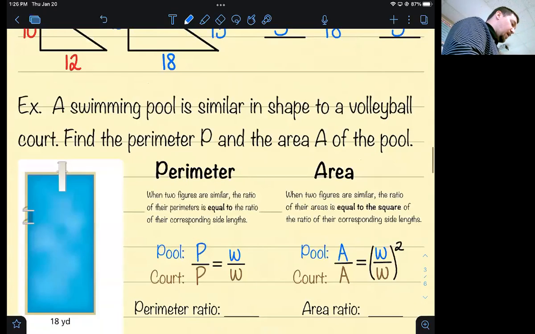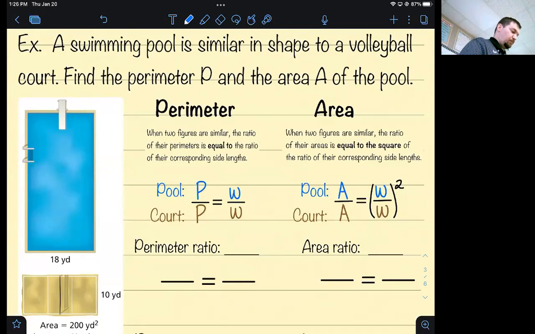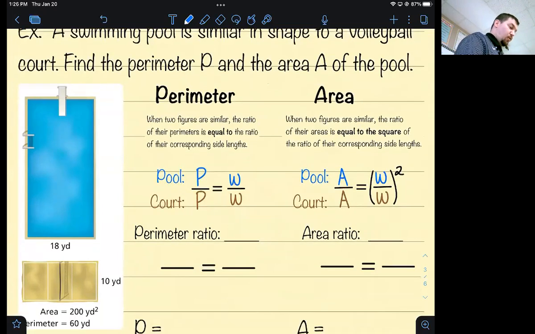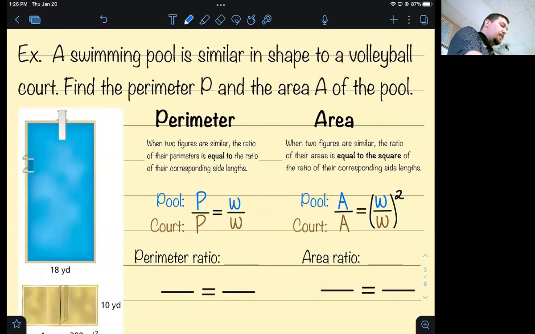All right, let's look at a problem here with a swimming pool and a sand volleyball court. A swimming pool is similar in shape to a volleyball court, which means they're both rectangles, but more than that, they have proportional side lengths and equal corresponding angle measurements. Find the perimeter P and the area A of the pool. So here's what I know.